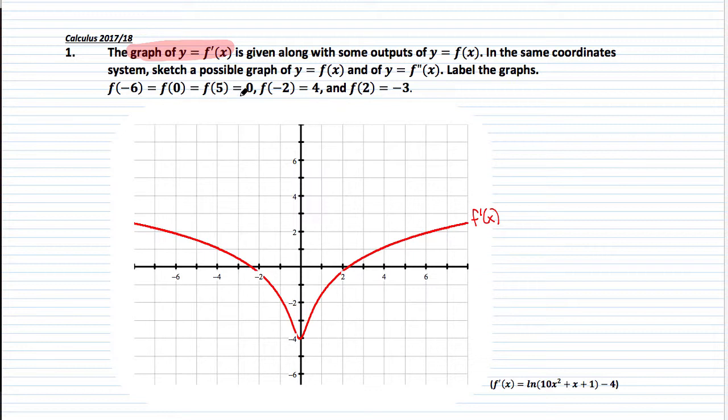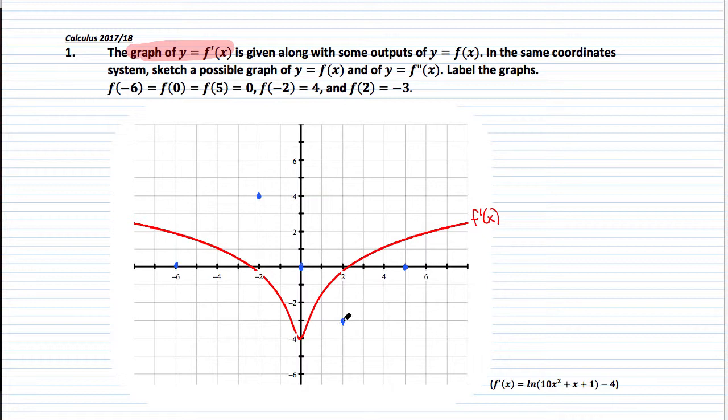We're given a bunch of points that exist for the function. If you notice, there are no primes here, so these are all the function. I'm going to take my blue and start by marking all of these points. All of these points are part of the function. So I have f of negative 6, 0, and 5, which are 0, so that's a point here, here, and here. And then f of negative 2 is a positive 4, and f of 2 is a negative 3. So I have all of these points.